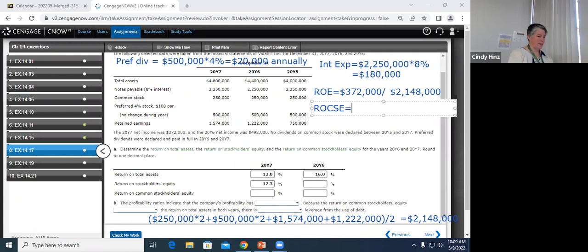So return on common stockholders' equity is basically the same calculation, but instead of using all of the income, we subtract the preferred dividends first. And instead of using all of the equity, we're going to subtract out the 500,000 that is the preferred equity. So our initial 2,148,000, which was the total, we're going to subtract the part that's the preferred equity.